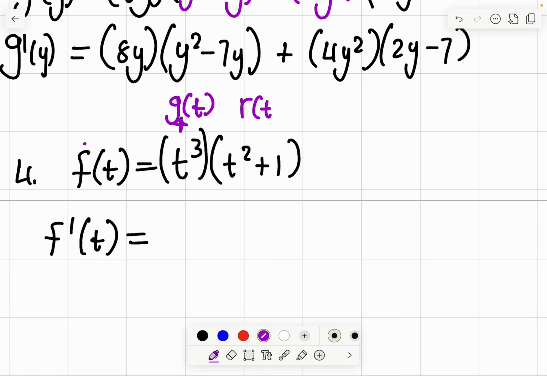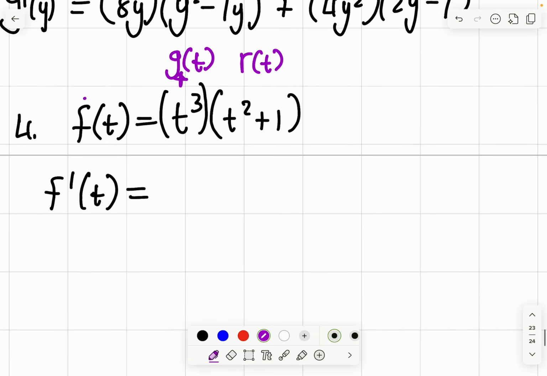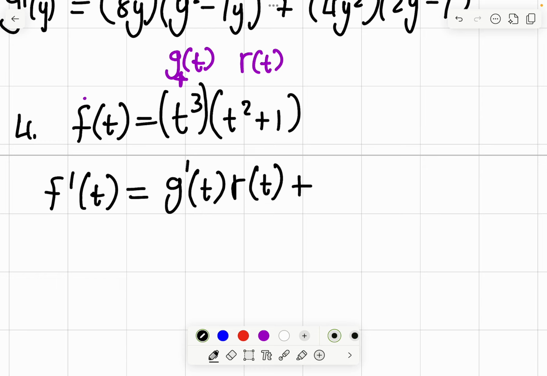R of t. It means the derivative of that thing is going to be what? Is going to be g prime of t. You derive the first one, you keep the second one, then you say plus. You keep the first one, then you do what? You derive the second one. You see? So let's find the derivative of what? The derivative of g of t and r of t.